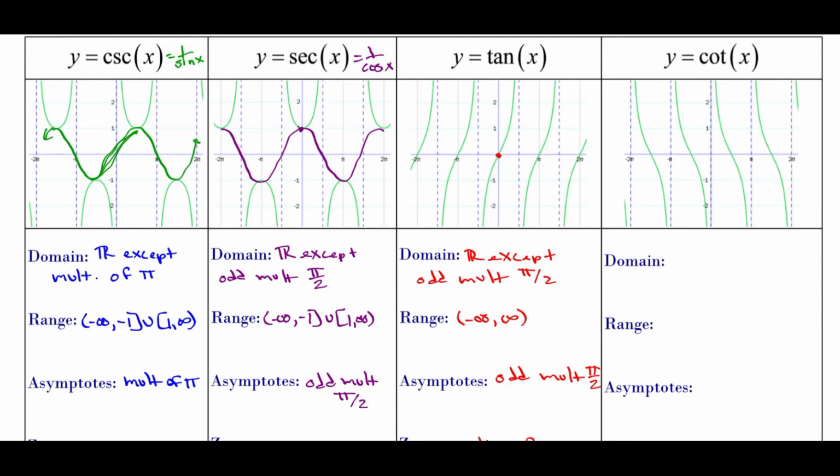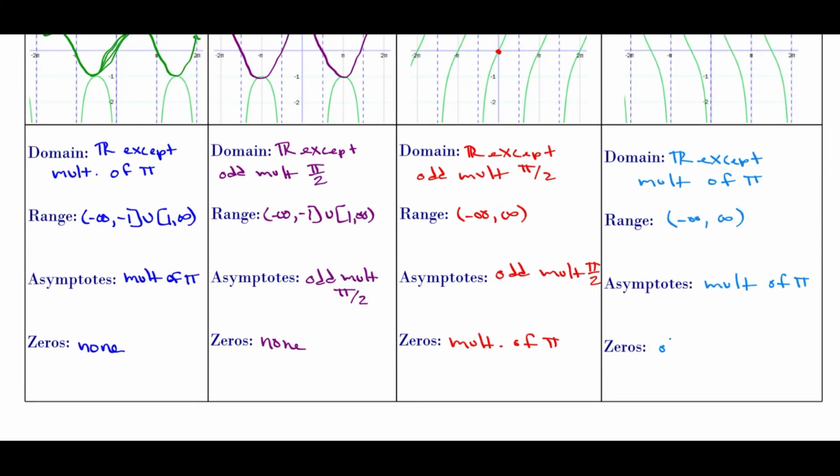And then finally cotangent, which is decreasing. Your properties here are similar. My domain is all real numbers except where the asymptotes are, and those are at the multiples of pi, so except multiples of pi. My range is all real numbers. The asymptotes are at the multiples of pi. And then the zeros are at the pi over 2s now: -3 pi over 2, -pi over 2, pi over 2, 3 pi over 2. So my zeros are at the odd multiples of pi over 2.